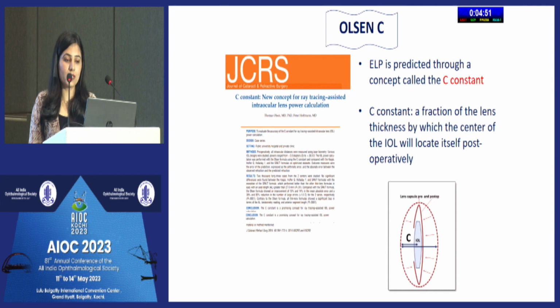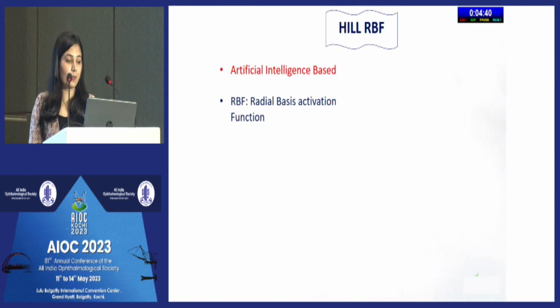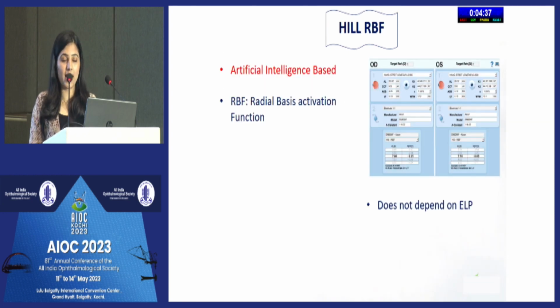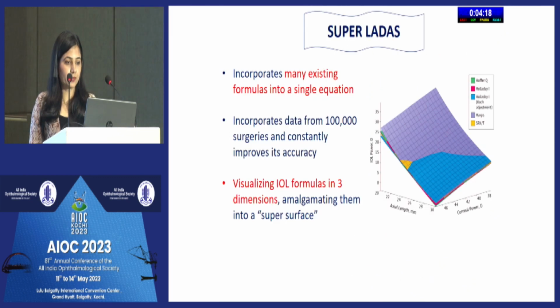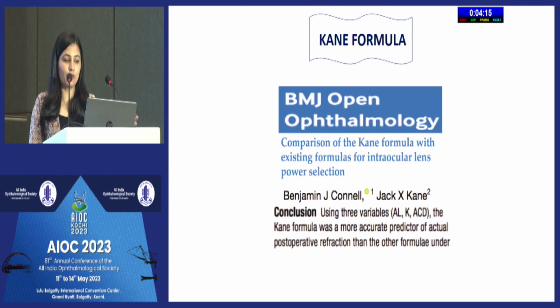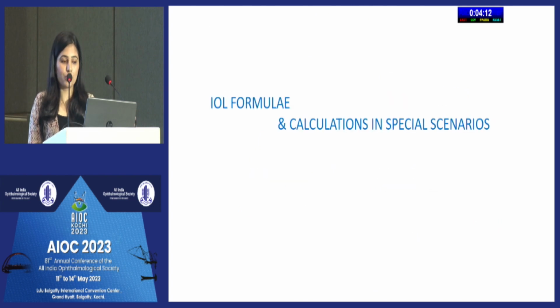Talking briefly about Olsen C and other formulas, Olsen C is based on a concept called the C constant. It is the fraction of the lens thickness by which the center of the IOL will locate itself post-operatively. Hill RBF is also as accurate as Barrett's Universal 2, and it is based on a precise set of data. If it is not able to calculate the values you have entered, it will give you a message such as out of bounds. It means they don't have the data for which you are trying to calculate the IOL. The Super IOL formula, Kane formula, and EVO formula are recent formulas which also work really well.